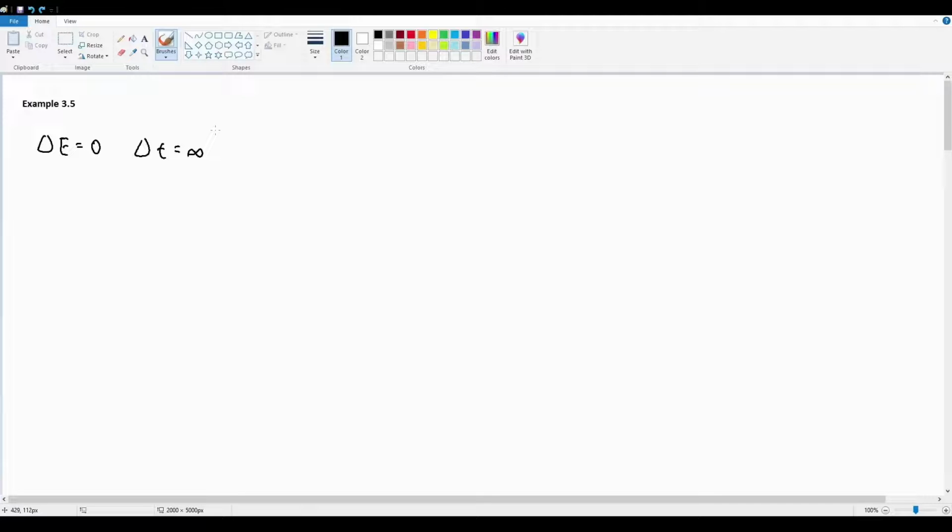And this example is asking, okay, in this extreme scenario where delta E equals 0 and delta T equals infinity, does the energy-time uncertainty principle of delta E delta T being greater than or equal to h bar over 2 still hold true? Because it seems like here, if delta E equals 0 and delta T equals infinity, we have an indeterminate value, right? So let's try to prove this.